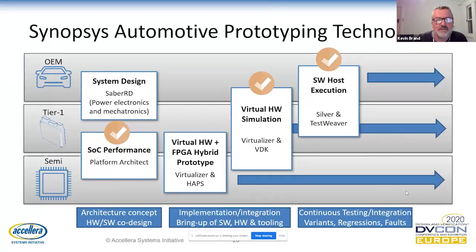That's specifically there to support connectivity with third-party tools that may already be in the design flow. TestWeaver, which you see here, is a separate tool linked to Silver, and it provides intelligent test automation for large coverage and regression, so typically used at the OEM. Again, tier one and OEM use cases are covered by Silver and TestWeaver.